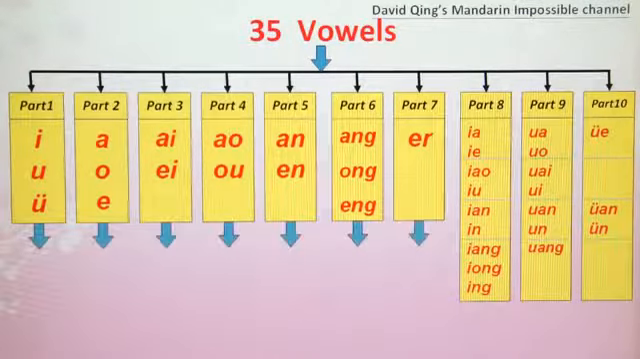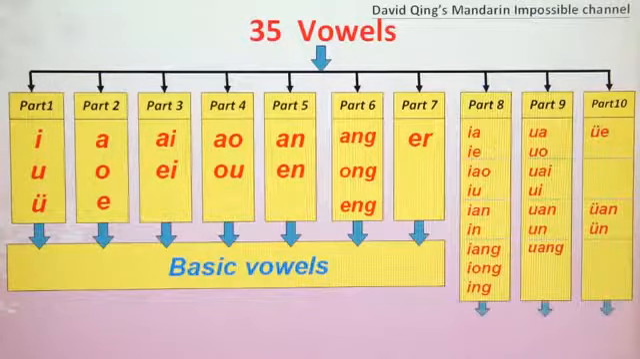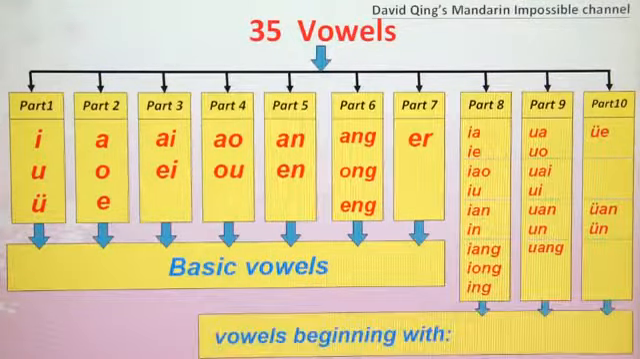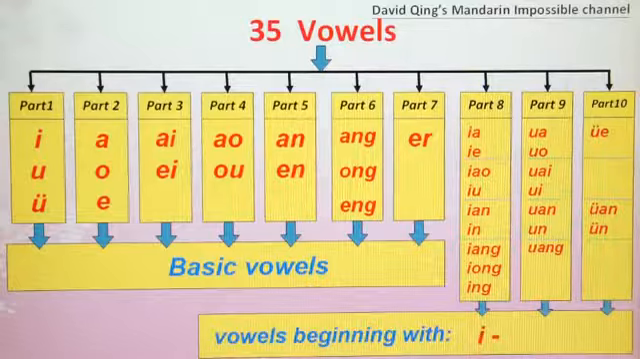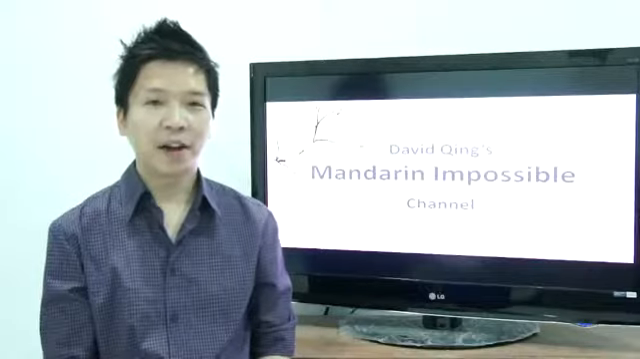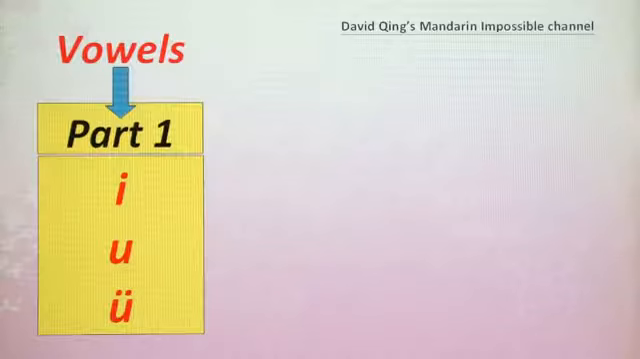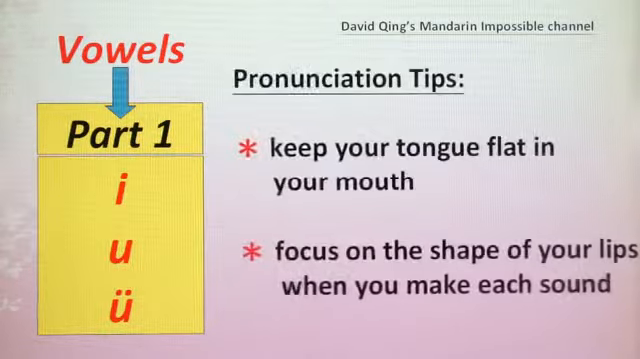Part 1 to part 7 are the basic vowels. Part 8 to part 10 are vowels that begin with part 1 vowels, E, U, and Ü. Now, let's start to learn how to pronounce these vowels together. In part 1, there are 3 symbols. Please keep your tongue flat in your mouth and pay attention to the shape of your lips when you make each sound. Please watch and pronounce it after me.